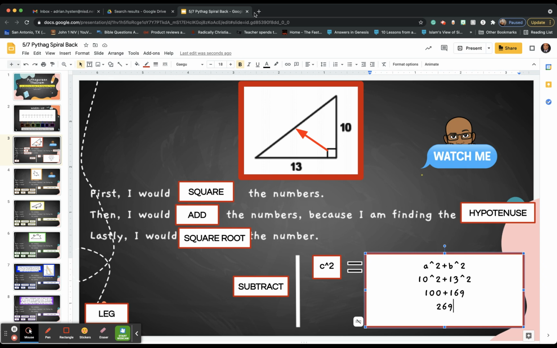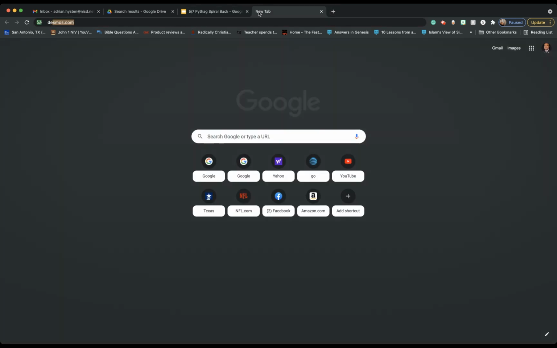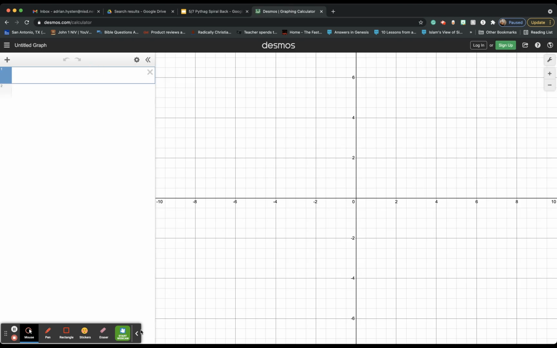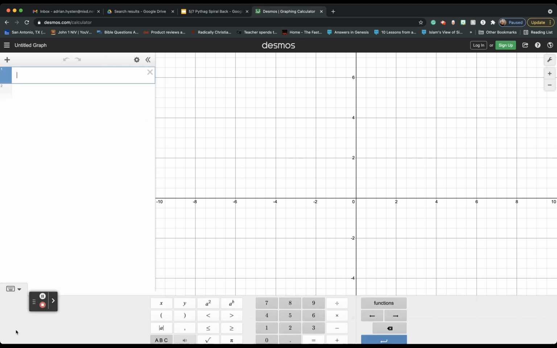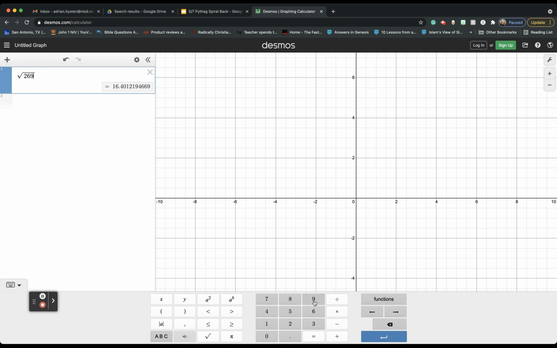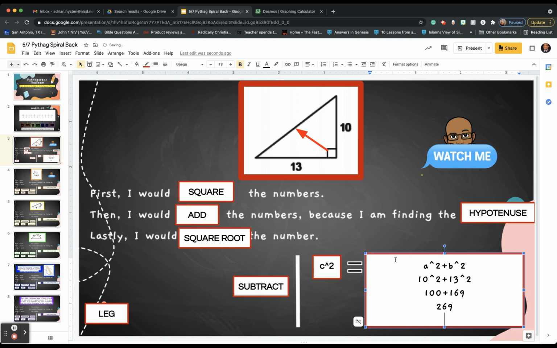So I'm going to go to our Desmos calculator. And again, all this is going to be linked for you on the first page. As always, we click on our calculator keys right here, and I'm going to do the square root. So I click square root and then I do 269. And I got 16.4. So C is equal to 16.4. That is my answer.